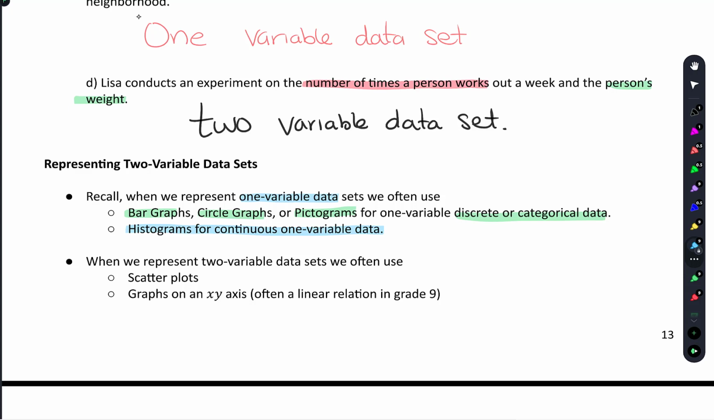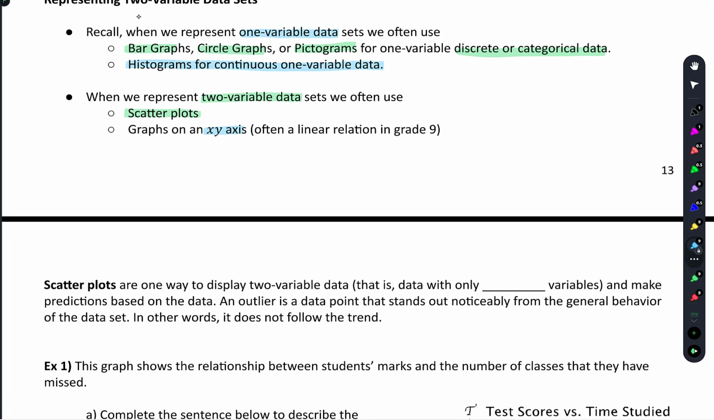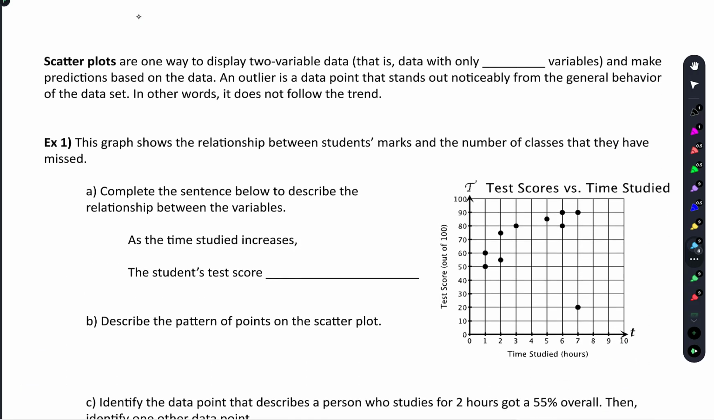Now, if we get these two variable data sets, it opens up a new type of graph. And this graph is called a scatterplot. And that's what we're going to focus on in this lesson. With these types of graphs, we're going to have what's called an XY axis. And often in grade 9, we call these linear relations. Okay, so let's dive into what a scatterplot is. It's a way to show these two variable data sets.